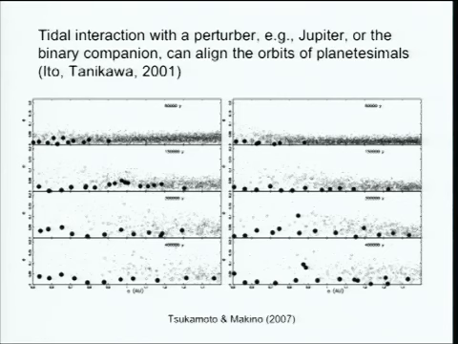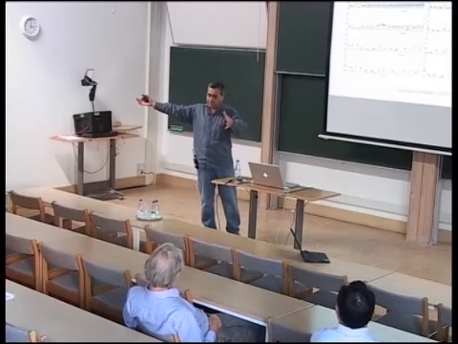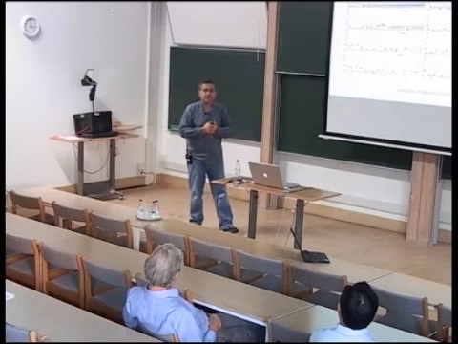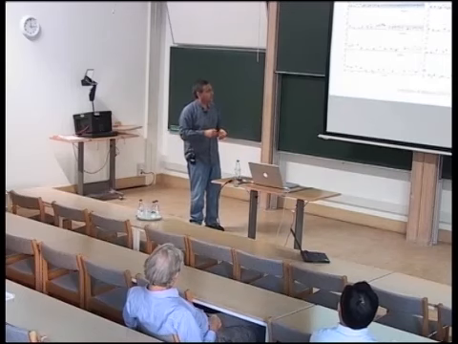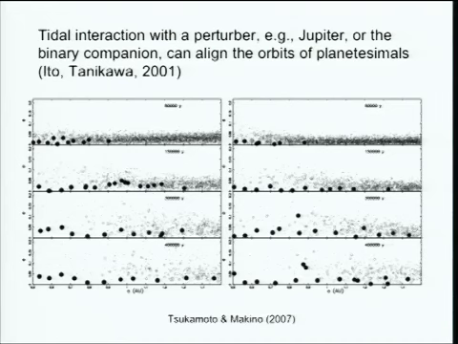And they say that in the same way that tidal interaction because of Jupiter in our solar system has circularized the orbits of planetesimals, it is possible that the tidal interaction because of the binary companion circularizes the orbits of the planetesimals around the primary star as well, gets them aligned, and reduces their relative velocity. This is something that has been worked out as well.